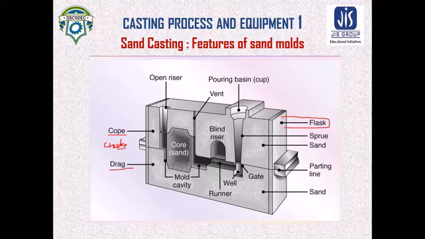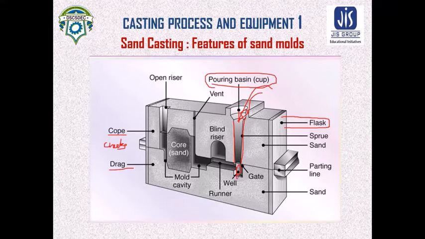Here in the gating system, in the sand molding, we can see that there is a pouring basin or pouring cup through which the molten material is poured. After the pouring basin, there is one tapered section, which we studied in the last lecture. This is the sprue, and at the end of the sprue there is the sprue base well.